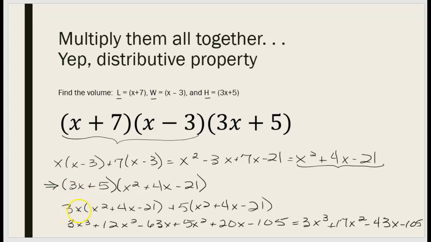So take your 3x, multiply by the second set of parentheses. Now my plus 5, multiply that by the second set of parentheses. Then we're going to distribute. That's this big, long mess of things down here. That's what I got when I distributed. And then I went back and combined my like terms to get this final result of 3x cubed plus 17x squared minus 43x minus 105. All right, so that's that.